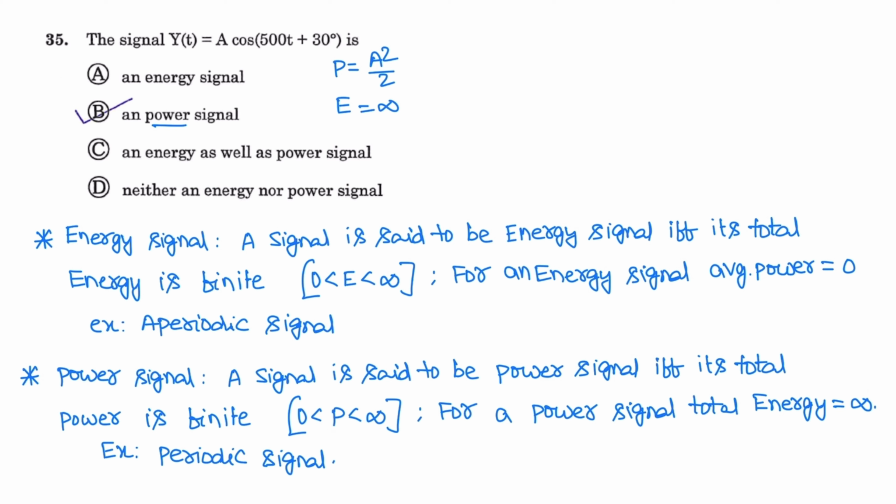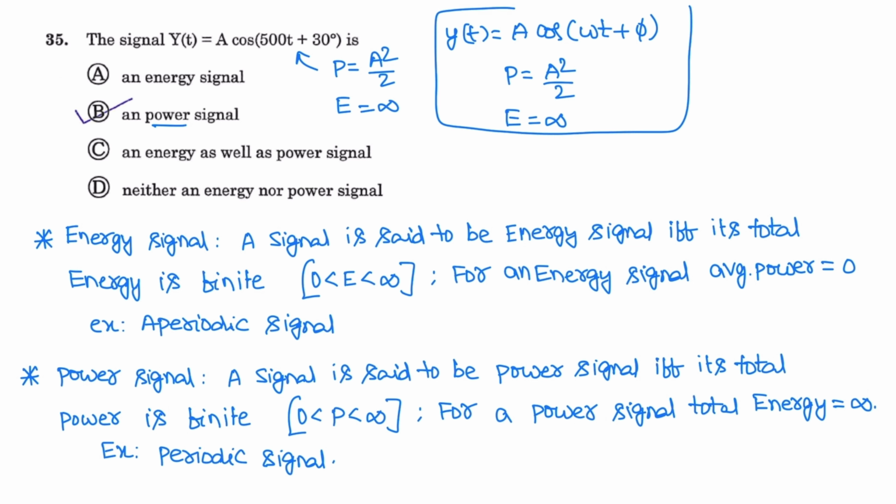So for a signal y(t) = A cos(ωt + φ), where ω is the angular frequency, φ is the phase angle, A is the amplitude of the signal. For this signal, power is A²/2 and energy is infinity. It is a periodic signal. It is a power signal with power a finite value, that is A²/2, and energy is an infinite value. So correct option is B. It is an example for power signal.